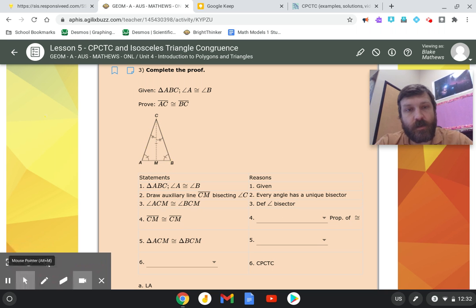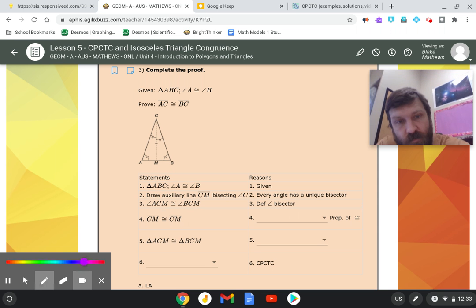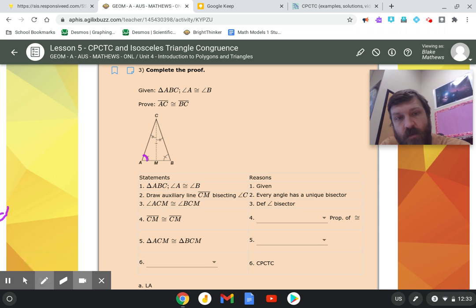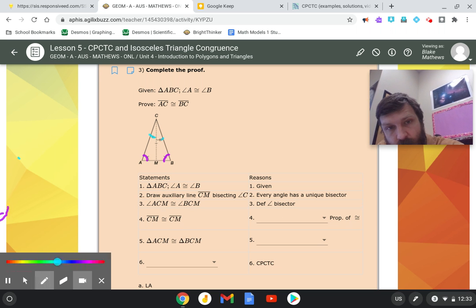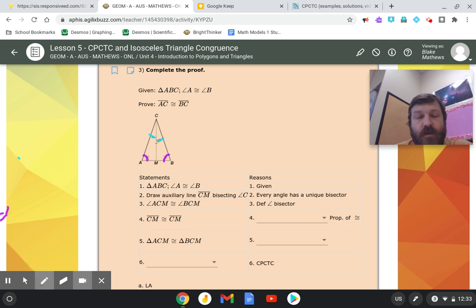Well, we're going to draw an auxiliary line. That's CM right here. They've drawn an extra line down the middle. Then they've done, that's a bisector. Then they've said because of that, ACM and BCM are congruent. So far we have these two congruent angles here, as well as a pair of congruent angles here. You can kind of see where they're going. They're trying to prove that these triangles are congruent.